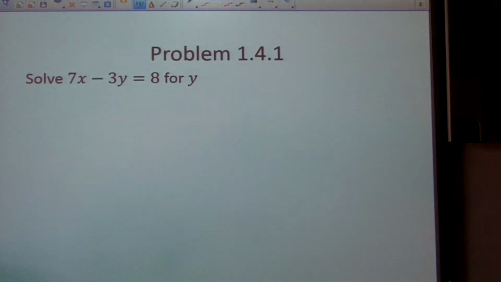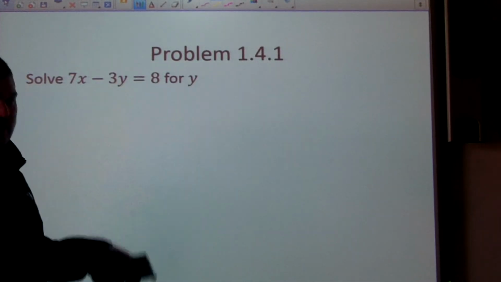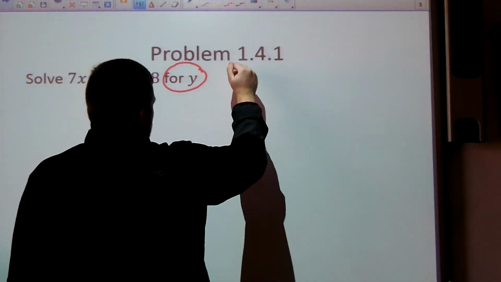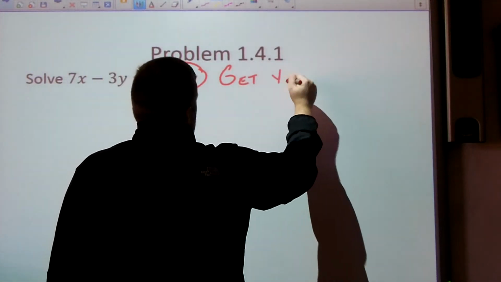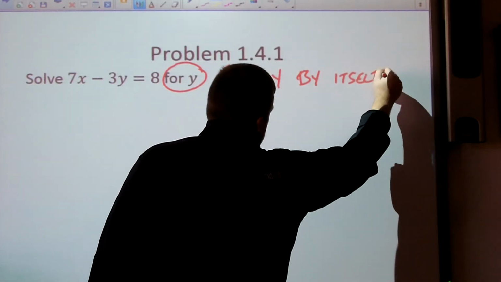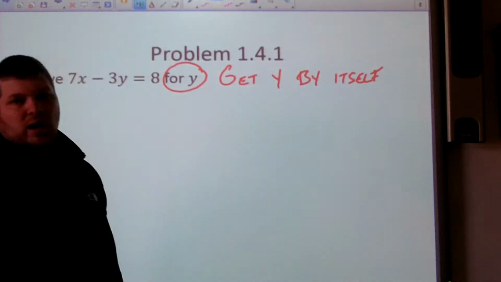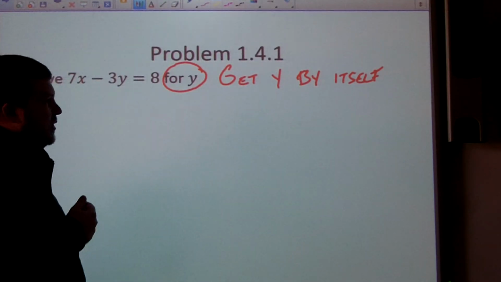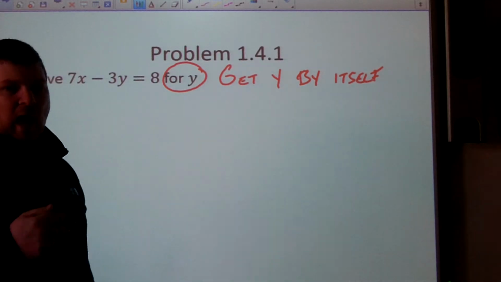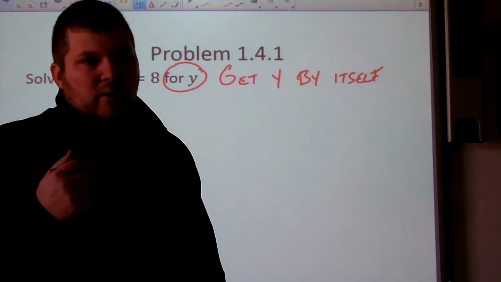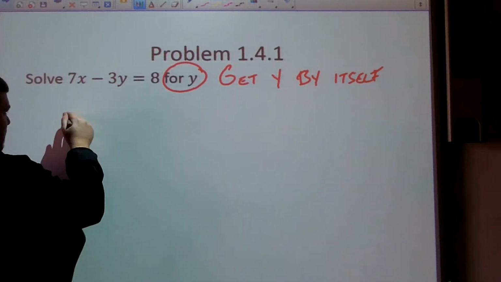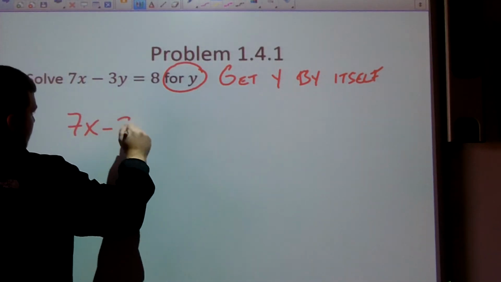So here we want to solve for y. Since we're solving for y, that means I need to get y by itself. Some people call that isolate y, okay? You might hear that language also, but it just means get y by itself. Alright, so that means I'm going to move everything around except the y. I want to keep y where it is if I can. Okay? So I'm just going to rewrite my problem to start off with 7x minus 3y.